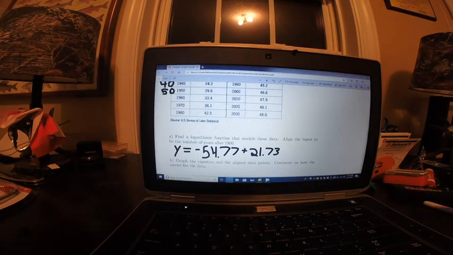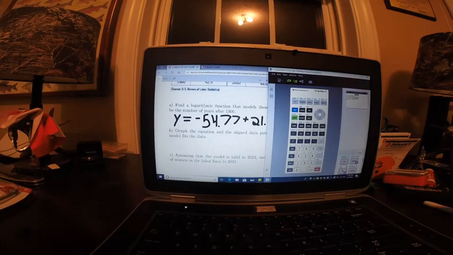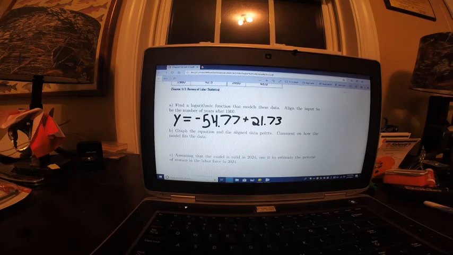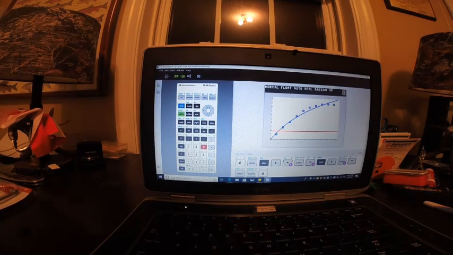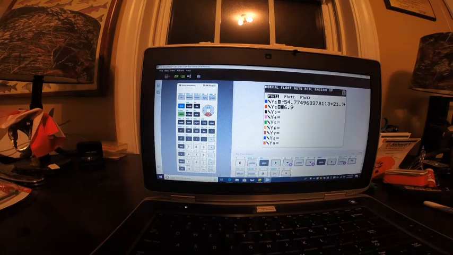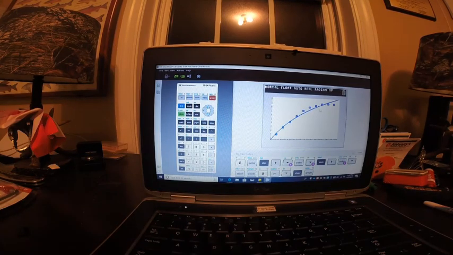B says, graph the equation and the aligned points. Comment on how the model fits the data. Okay, so if I do zoom, stat, I should be able to see a pretty good graph of this function. Let me pull my calculator back up. Now you want to make sure the only function you have in your y's is that function. Let's clear out this y2 in here.